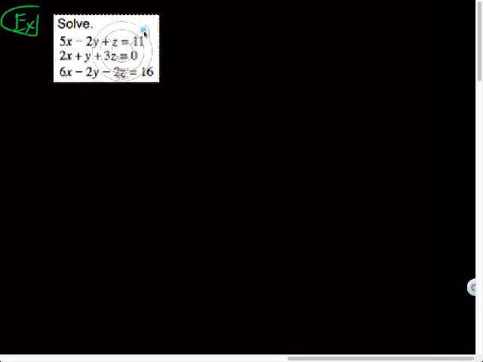So guys, here's our last example we're doing today. Solve 5x minus 2y plus z equals 11, 2x plus y plus 3z is equal to 0, and 6x minus 2y minus 2z equals 16. So system of 3. Now this one we're going to use the elimination method, but our goal is the same. We're going to try to eliminate the same variable twice.